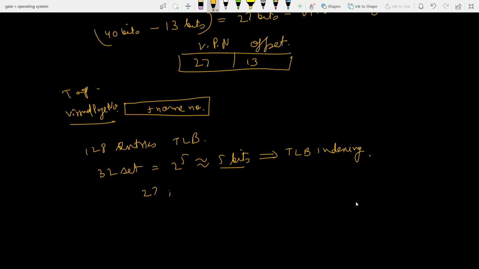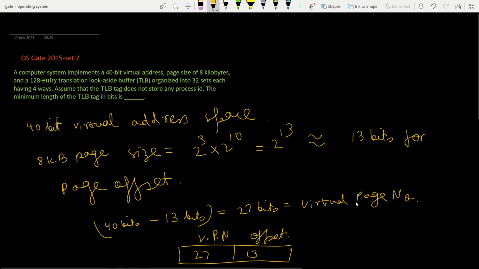So we can get the tag. The tag will be the remaining number of bits out of these 27 bits for page number. Okay, so we can simply subtract this, and then we have 22. So this 22 bits is the length of the tag which is required for the TLB. So this 22 is the correct answer for this question.